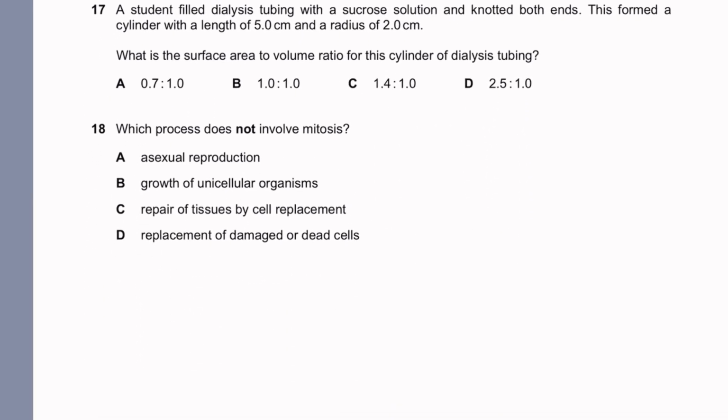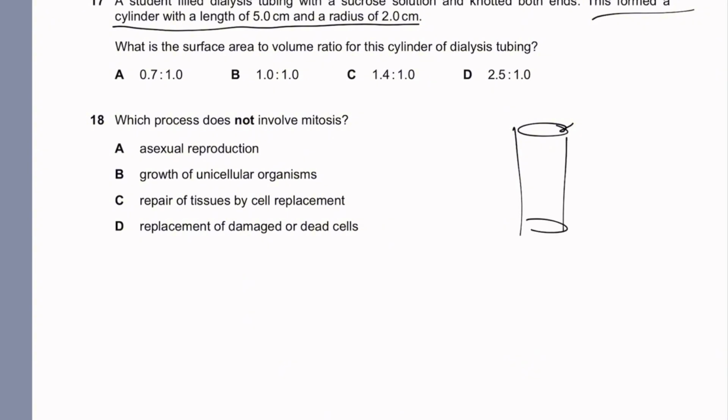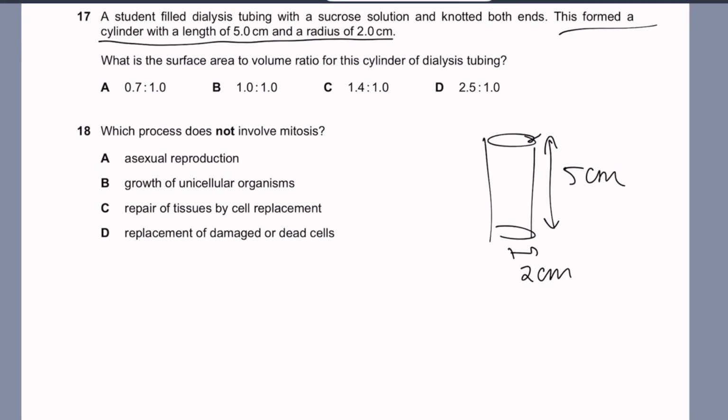Now, a student filled dialysis tubing with a sucrose solution and knotted both ends. This forms a cylinder with a 5 centimeter and a 2 centimeter radius. Okay. What is the surface area to volume ratio? Well, let's calculate this. He said that the shape is a cylinder, and he gave you the dimension. So he gave you the length of 5, and he gave you the radius of 2 centimeters. And you should definitely have the basic formulas for a sphere, a cylinder, a cube memorized for surface area and volume. So let's go ahead and write them down.